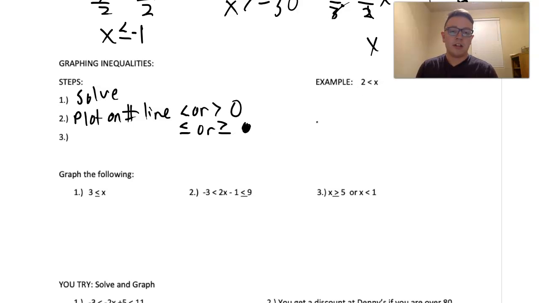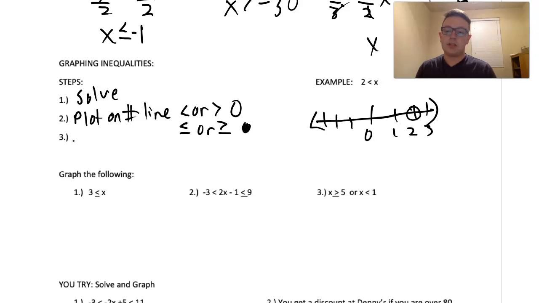For this one, we'd plot our number line. It goes 0, 1, 2, 3. And we'd go to 2. We'd put down a point that is open because we'd have less than or greater than. Step 3 is going to be check a point and shade.